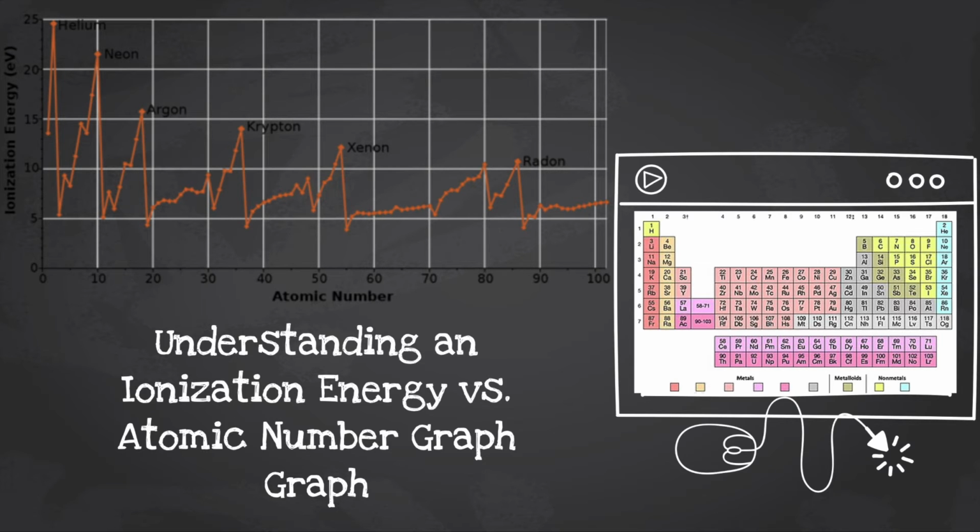Here is an example of an ionization energy versus atomic number graph. Each maximum of the graph with a labeled element represents a noble gas, the last group found on the periodic table. After each noble gas, a new period starts.